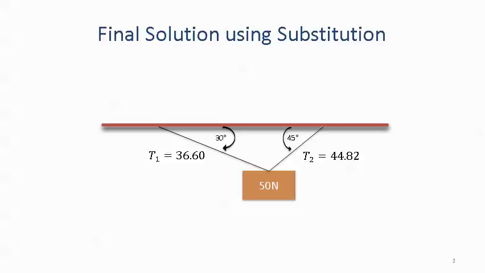Using the substitution technique, we learned that the tension on the cable at 38 degrees was 36.6 newtons, and the tension on the cable that was suspended at a 45-degree angle was 44.82 newtons. Now let's go on to matrix algebra and see if we come up with the same answers.